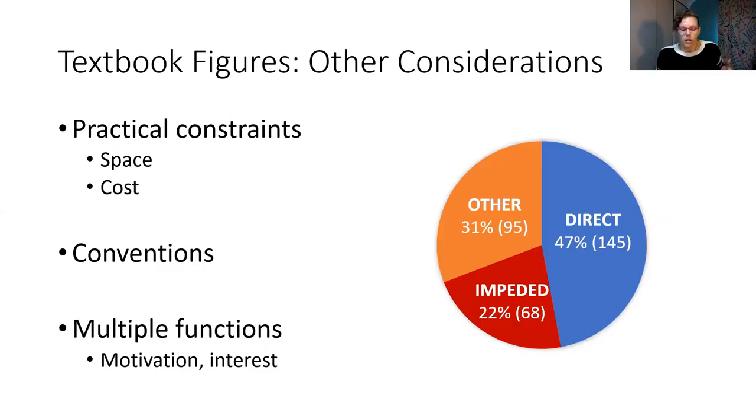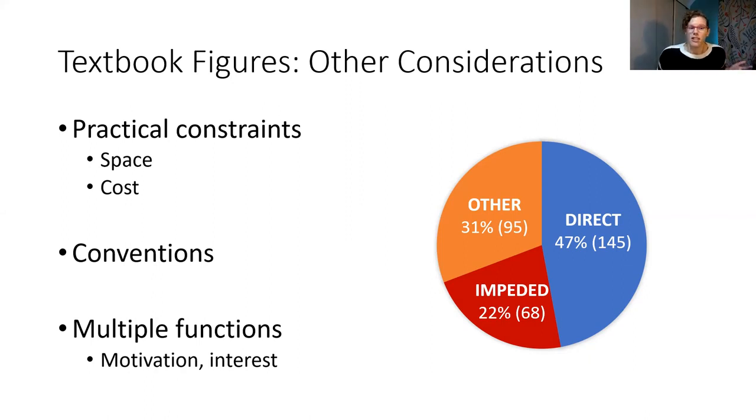And this is an important question because in textbook figures in particular, there are lots of other considerations, right? There are lots of constraints on the kinds of choices that textbook publishers are making in terms of the content and structure of these figures. Lots of practical constraints. Of course, these things cost money, they're for profit. So they care about things like cost and how much space these figures are taking up. So those are important, practical considerations.